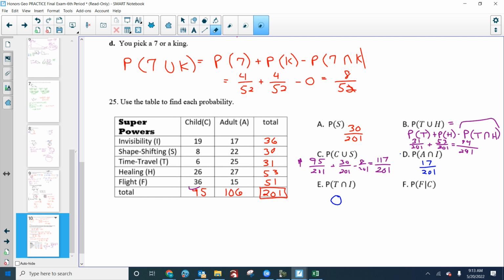Take a moment. We come down to our last problem as a group this year. Come a long way. All right. Remember, this is how you have to read it. It seems out of order. P of F given C. The denominator is about to change. It's not going to be 201. P of F given C. So given that it's a child, how many children are there? What's the probability of picking an F? 36 out of 95.